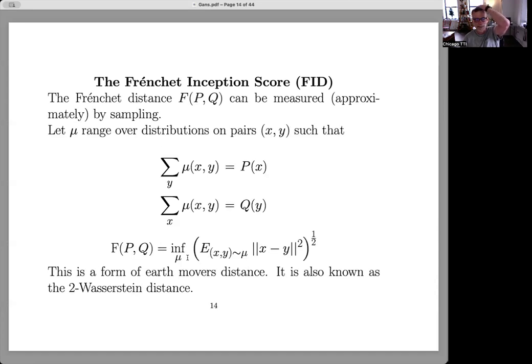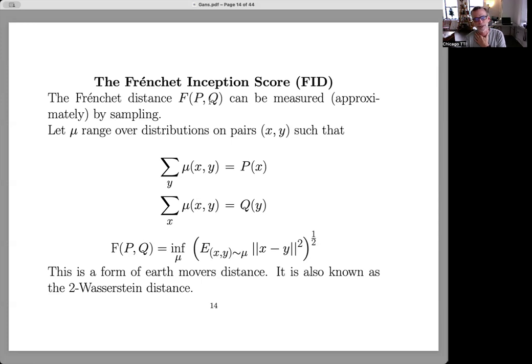So what is this Frechet inception score? I have a lot of these technical slides, but bear with me. We can define a Frechet distance between two probability distributions. This Frechet inception score has two pieces. I keep saying Frenchel, it's Frechet. The Frechet inception score has two pieces: what it means to be Frechet and what it means to be inception. First, I'm going to define what it means to be Frechet. The Frechet distance between two probability distributions is a kind of what's called an earth mover's distance, or a Wasserstein distance.